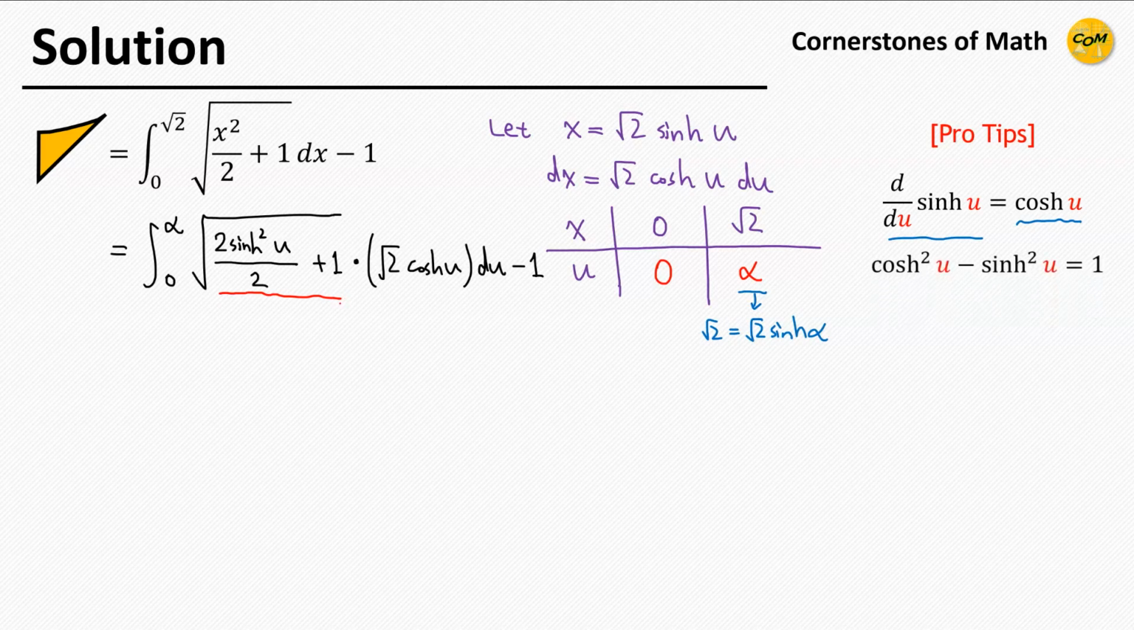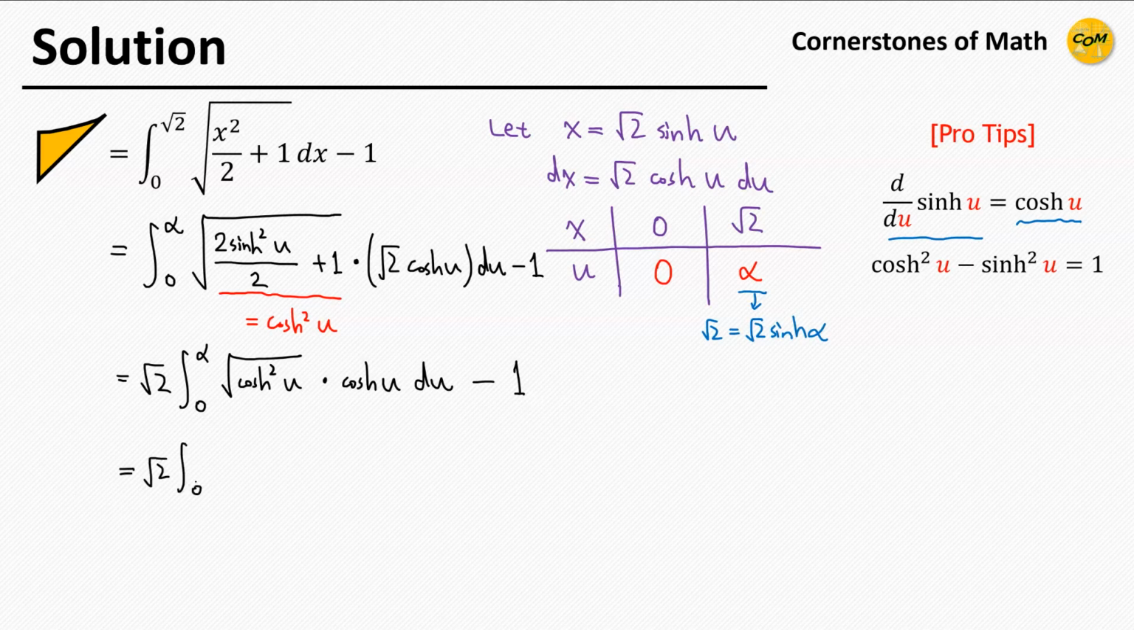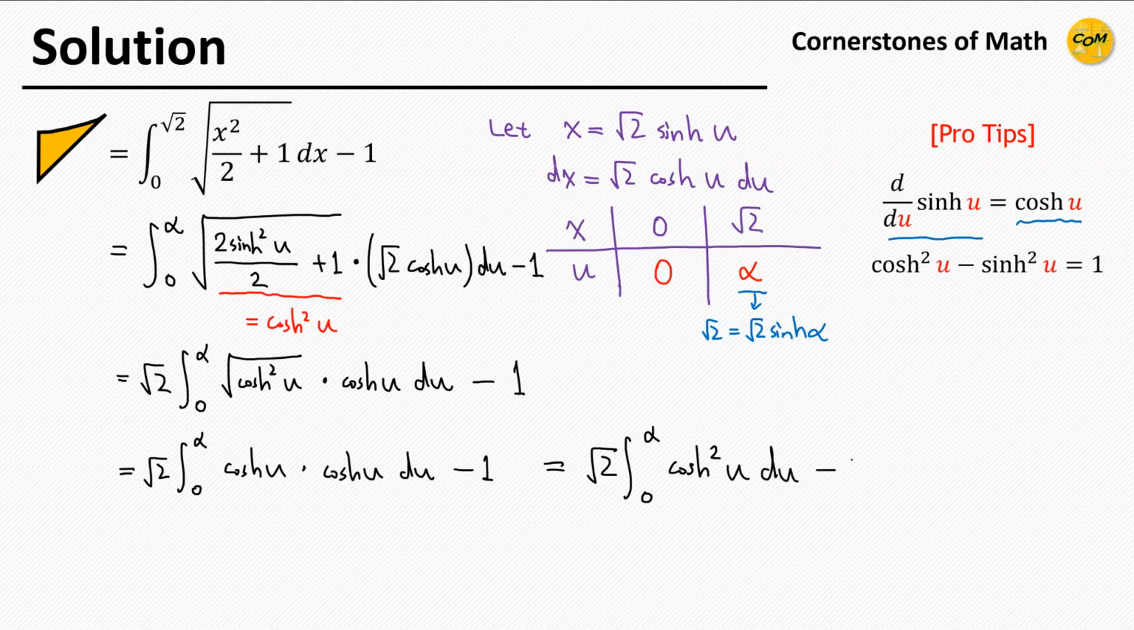So by the previously mentioned square identity, it is equal to hyperbolic cosine squared u. So we have a constant square root of 2 at the front, integral from 0 to alpha, square root of hyperbolic cosine squared u times hyperbolic cosine u du. And since the hyperbolic cosine function is positive everywhere, we have square root of 2 integral, just hyperbolic cosine u times hyperbolic cosine u du. So we have square root of 2 integral hyperbolic cosine squared u du minus 1.